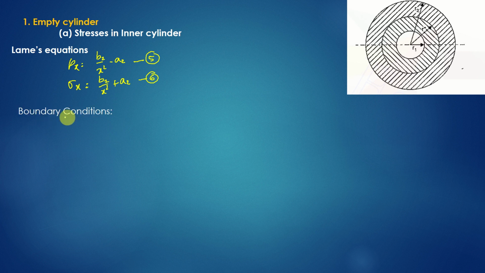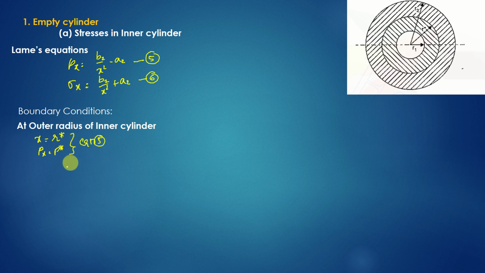So let us apply boundary conditions again for the inner cylinder. The first boundary is the outer radius of the inner cylinder. The inner cylinder has an outer radius and an inner radius, so let us take the outer radius first. I will substitute r star in place of x, and p star in place of px. Right? Let us substitute in equation 5. What will we get? In place of px, p star is equal to b2 by, in place of x, r star square minus a2. Take it as equation number 7.